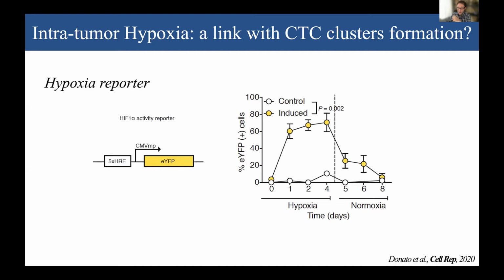And so we validated this vector in vitro first. So you can see that when we put cells in hypoxic conditions, they turn on YFP. And then when we put them back in normoxic conditions, they turn it off. And then Cinzia injected these cells in mice. And I'm going to start the video in a second. I just tell you what is coming so that you know.